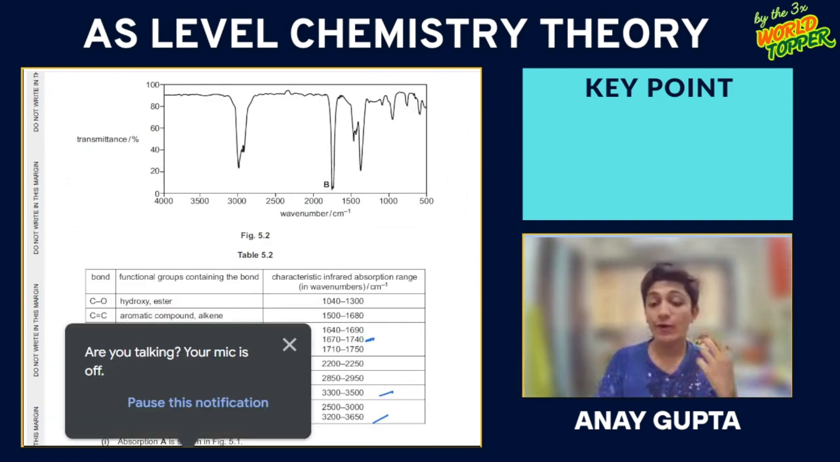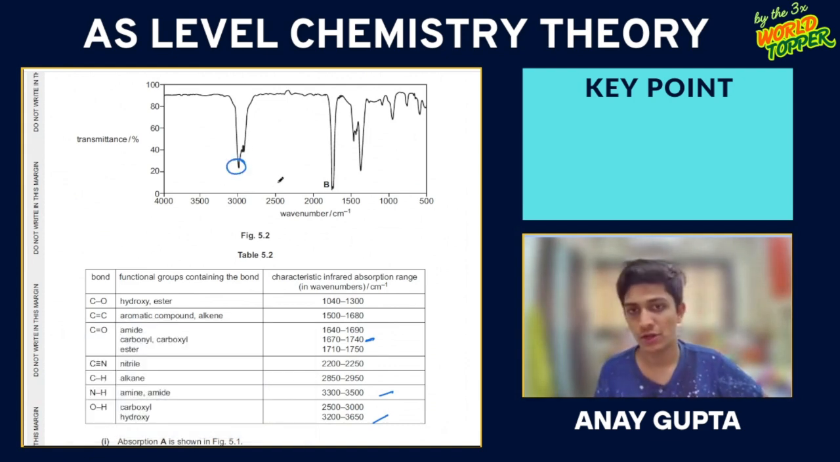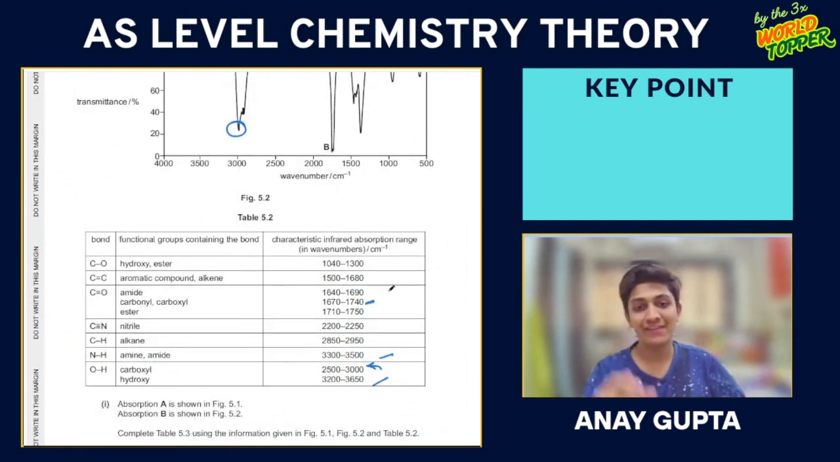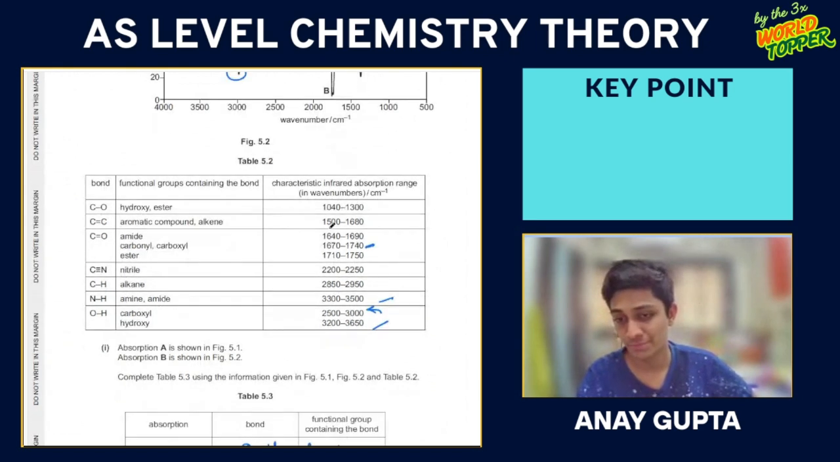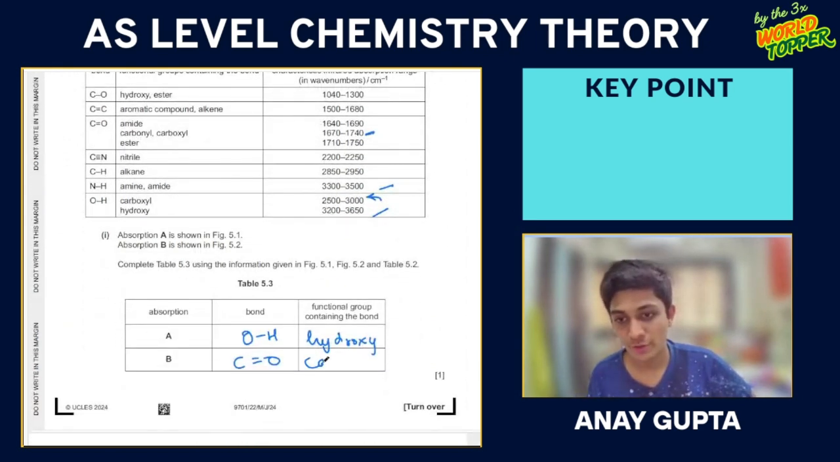Now how do I figure out whether it is a carbonyl or a carboxyl? The trick to doing that is to look at other peaks. So I have another peak somewhere around 3000. Now if you look at the table over here, I have a peak for carboxyl at 2500 to 3000 as well. I do not have another peak for carbonyls. If it was a ketone, I would only have gotten one peak and not this 3000 peak here. So that is why this is going to be a carboxyl or a carboxylic acid.